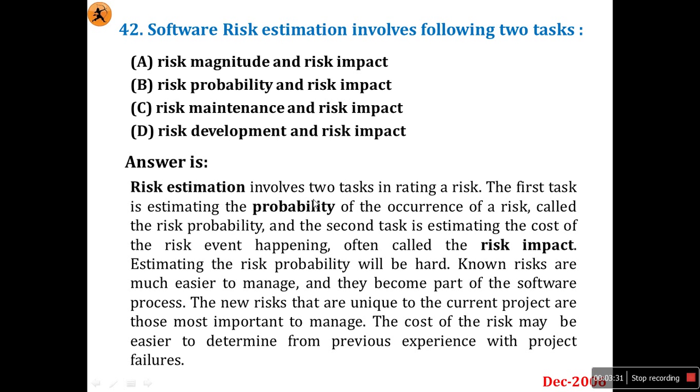Now estimating the risk probability will be hard. Risks are much easier to manage once they become part of the software process. The new risks that are unique to the current project are those most important to manage. The cost of the risk may be easier to determine from previous experience with project failures. So this is the probability of estimating the risk. Option B is the right answer. Software risk estimation involves the following 2 tasks: risk probability and risk impact.